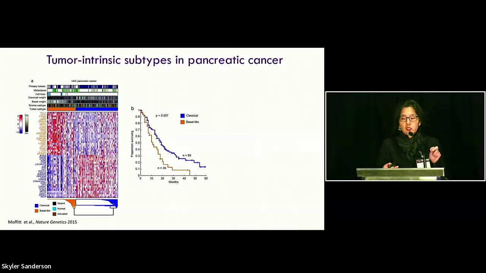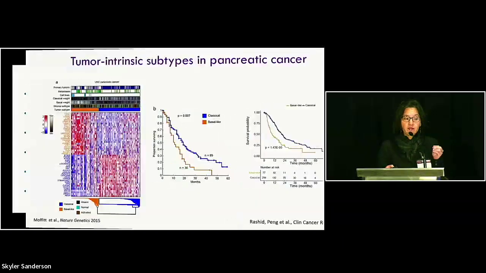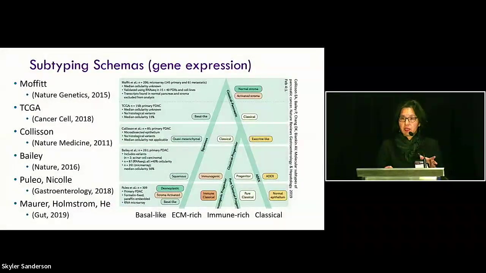And what we found were two neoplastic compartments. One of them we called classical in homage to Dr. Collison's classical subtype. And the other one we called basal because it had an incredibly high similarity to basal breast cancer, triple negative breast cancer, as well as basal bladder cancer. And this has now been revalidated consistently by us and other groups over time. So we're very comfortable that these are two intrinsic subtypes.